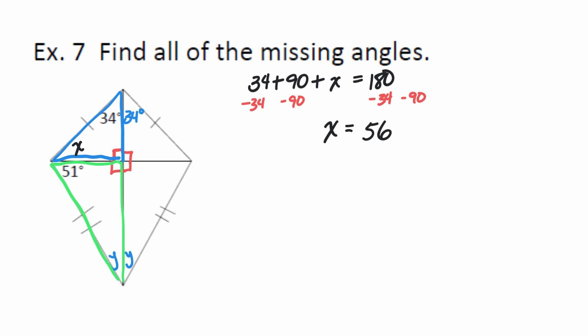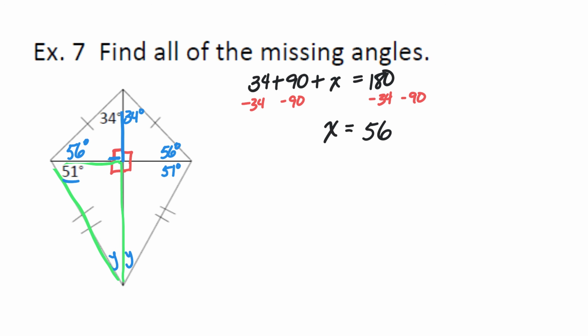So this is 56. And notice it says find all the missing angles. I guess they're technically not missing. We just don't know what they are, right? So this one is 56 degrees, which means this one is 56 degrees. And remember, these are not cut in half. And by the way, this one is 51 degrees because that one is 51 degrees.